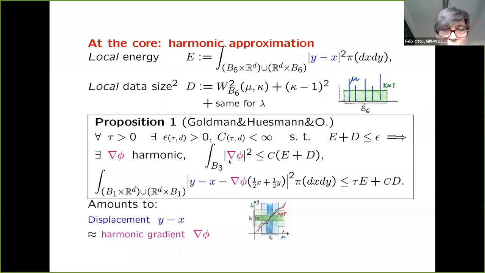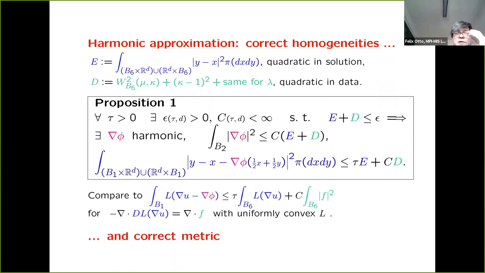So now I want to comment a little bit on this proposition, so it will also appear on the next slide. And then I want to tell you how you actually get this harmonic function, or this harmonic gradient, to be more precise. So here again is the statement.